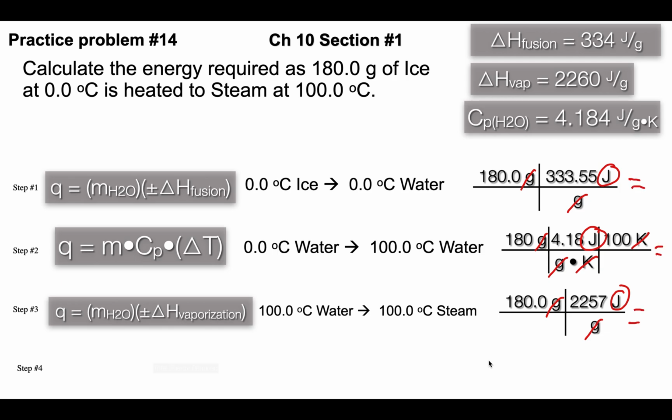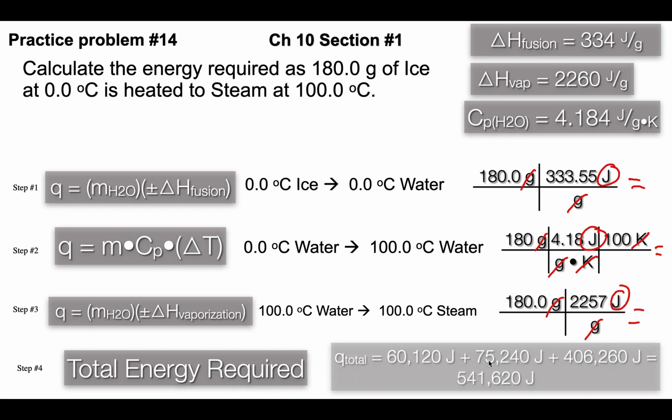We're going to add them all up, and that's going to be our total energy. So 6,120 joules for the first one, 75,240 joules for the second one, and 406,260 joules for the third one. Make sure those numbers are all the same for you. Make sure you did all your calculations.